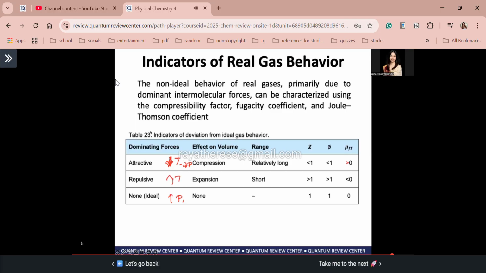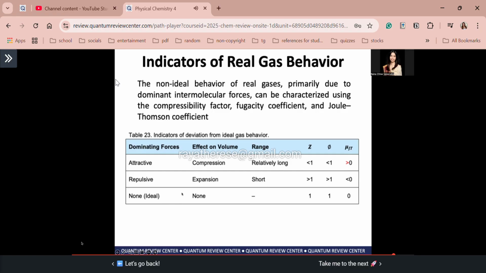So Z must be greater than 1, the fugacity coefficient must be greater than 1, and μJT, the Joule-Thomson coefficient, must be less than 0. What does that mean, guys? When μJT is greater than 0, the gas cools upon expansion. But when μJT is less than 0, the gas warms upon expansion.